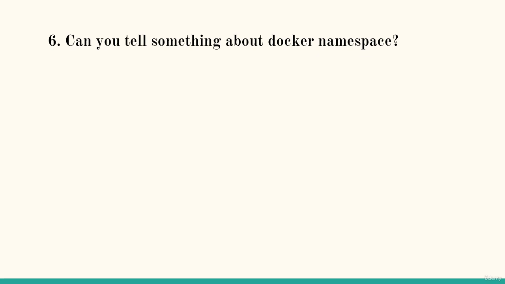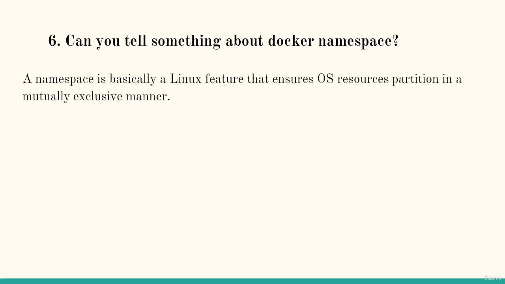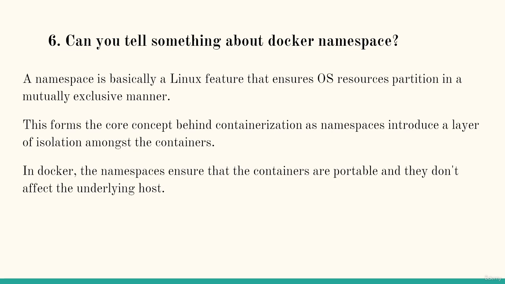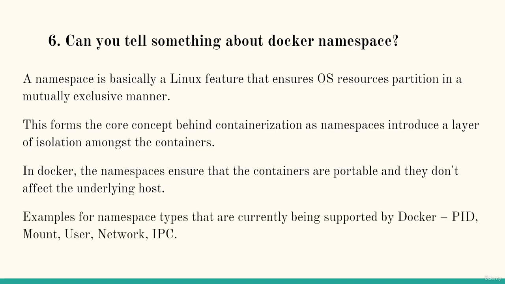Can you tell something about Docker namespace? A namespace is basically a Linux feature that ensures OS resources are partitioned in a mutually exclusive manner. This forms the core concept behind containerization, as namespaces introduce a layer of isolation amongst the containers. In Docker, the namespaces ensure that the containers are portable and they do not affect the underlying host. For example, the namespace types currently supported by Docker are PID, mount, user, network, IPC, and so on.